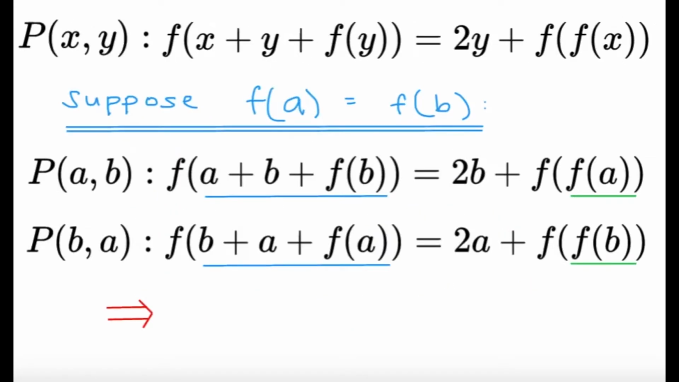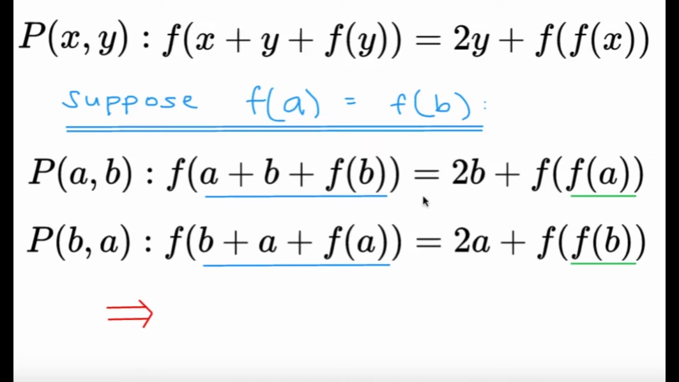So let's suppose for now that f of a equals f of b. If you want to prove that a function is injective, then we're going to suppose that f of a equals f of b, and then we want the result a equals b. So let's try to do that. So this is our claim. We're going to claim that f is indeed injective.